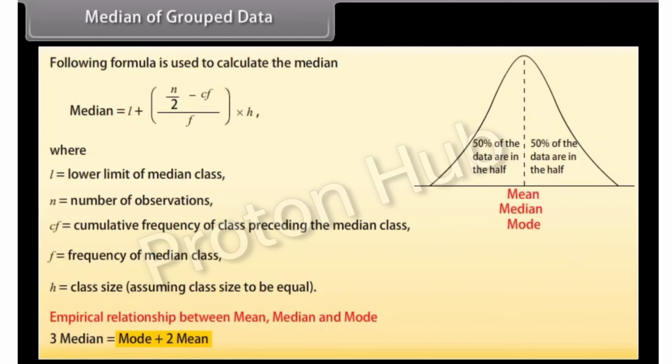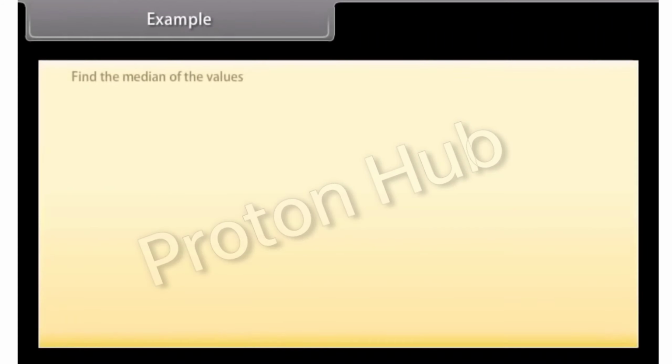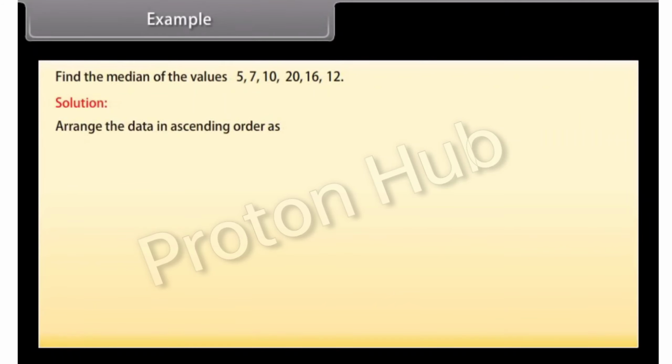Example. Find the median of the values 5, 7, 10, 20, 16, 12. Solution. Arrange the data in ascending order as 5, 7, 10, 12, 16, 20. The number of observations is even, that is 6.